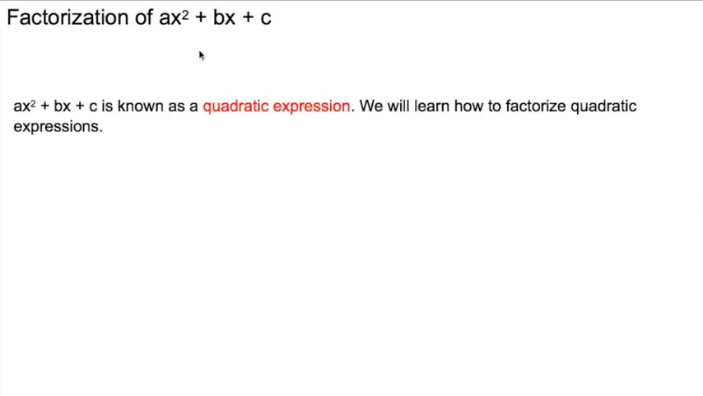Now we talked about factoring special products, but today what we're going to be doing is talking about the factorization of ax squared plus bx plus c. This is in the term when you are not dealing with special products, but rather just generic trinomials. So in this case we're talking about ax squared plus bx plus c. It's known as a quadratic expression. So what we will do is talk about how to factorize quadratic expressions.